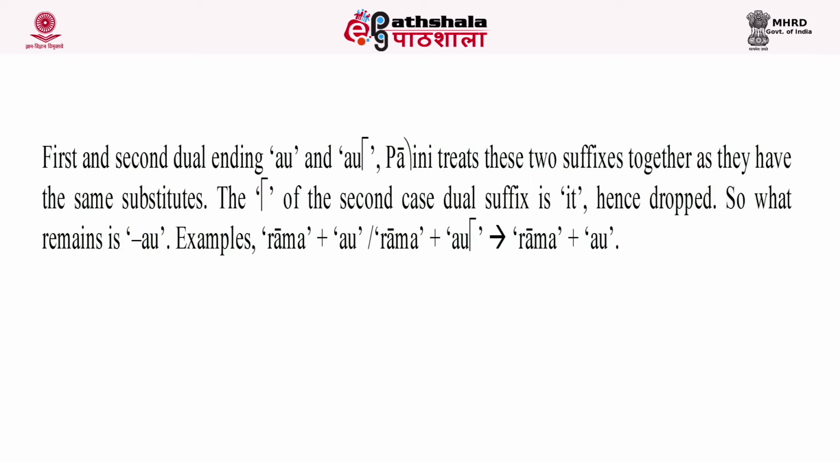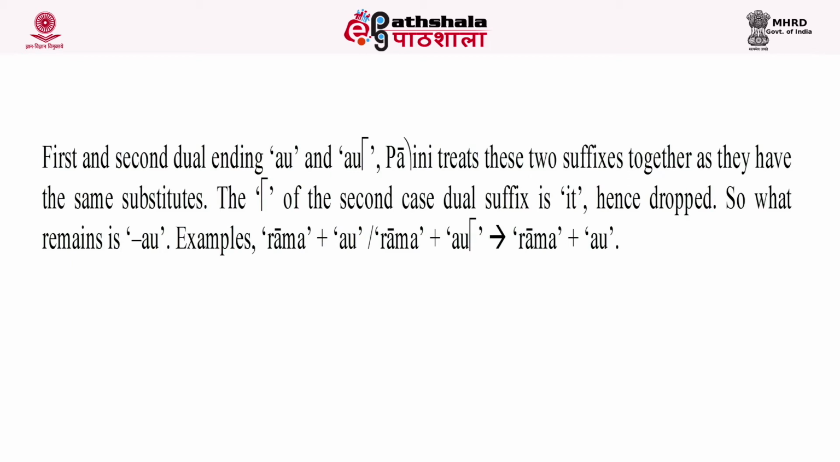Examples: Rama plus au, Rama plus aut. Rama plus au, vriddhi is the single substitute in place of a of Rama and au by Vriddhirechi 6188. We get the form Ramau, two Ramas. Examples: Rama plus aut, Rama plus au. Vriddhi is the single substitute in place of a of Rama and au by Vriddhirechi 6188. We get the form Ramau, two Ramas.